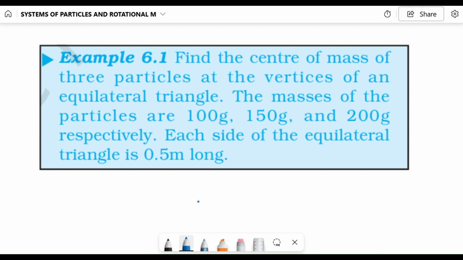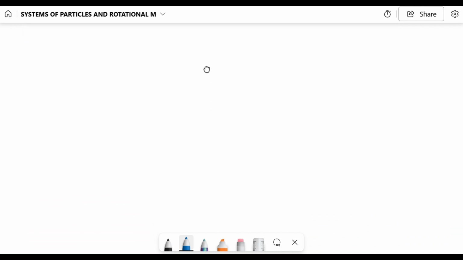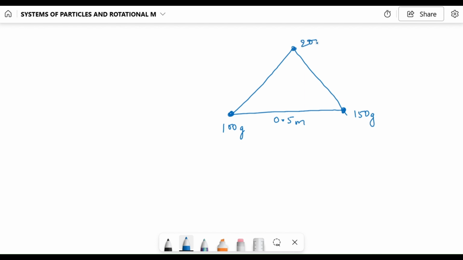So here we have an equilateral triangle, and each side is 0.5 meter. Now, here let's say we have 100 gram mass, here we have 150 gram, and here we have 200 gram. Now, we have to find out the center of mass. So let's say this is our first location.